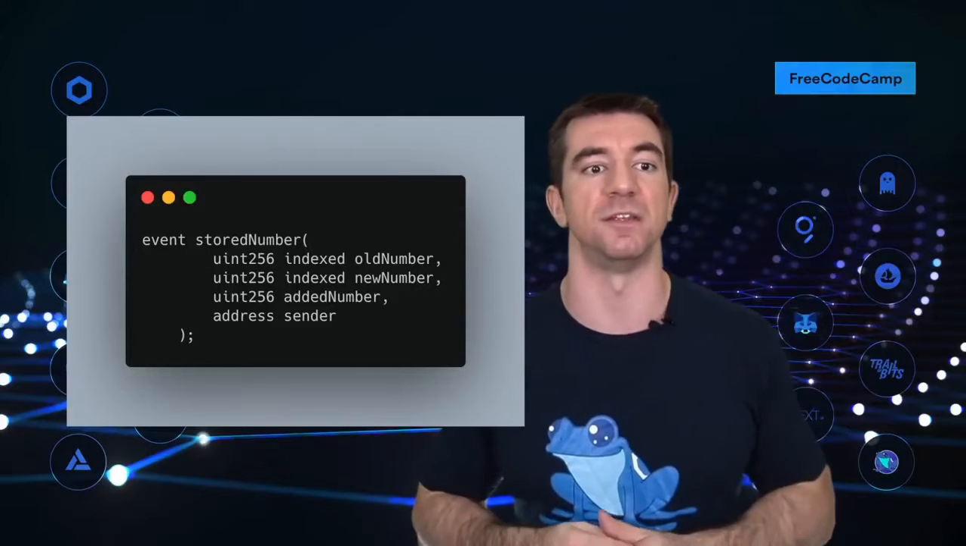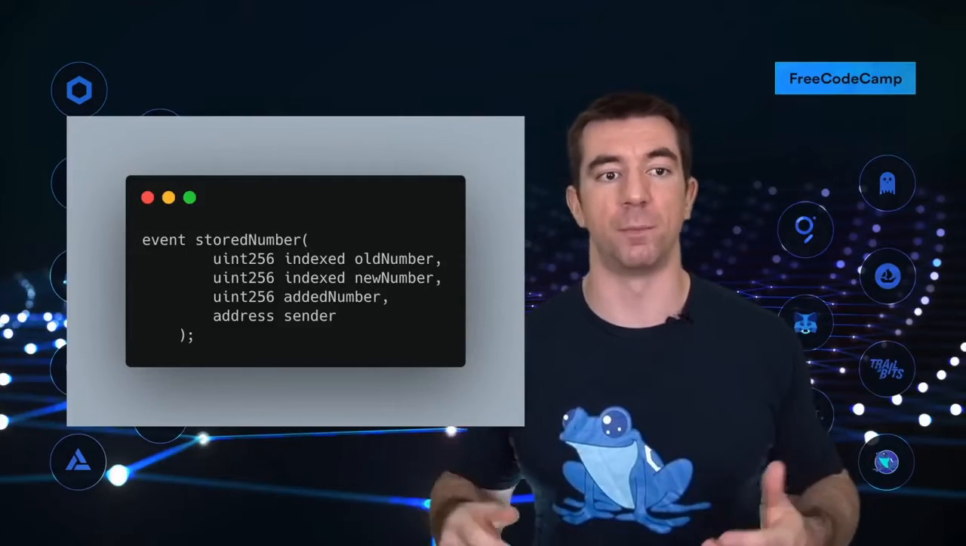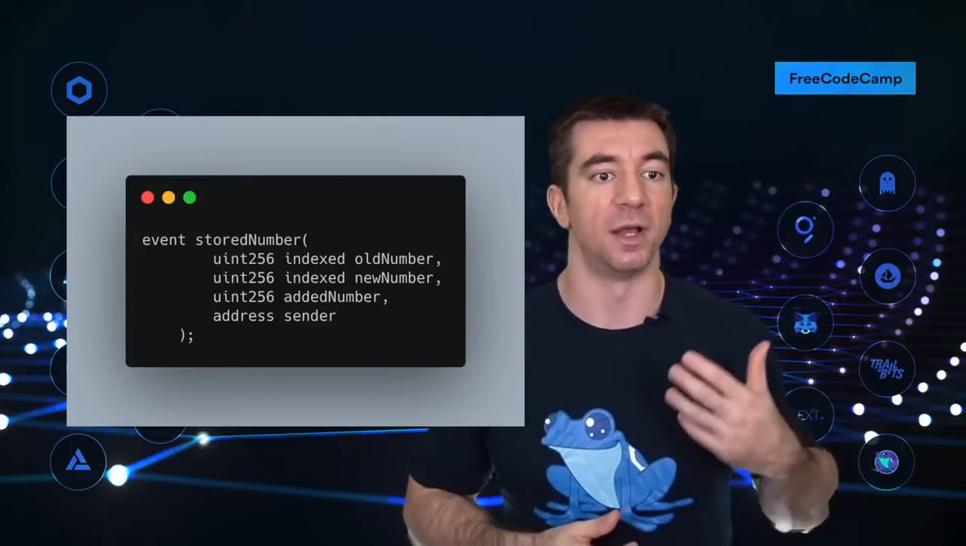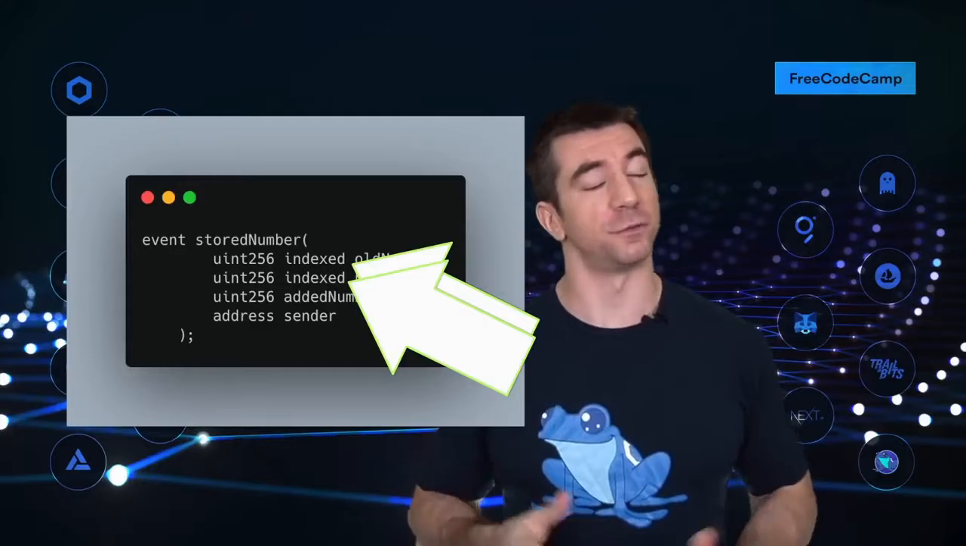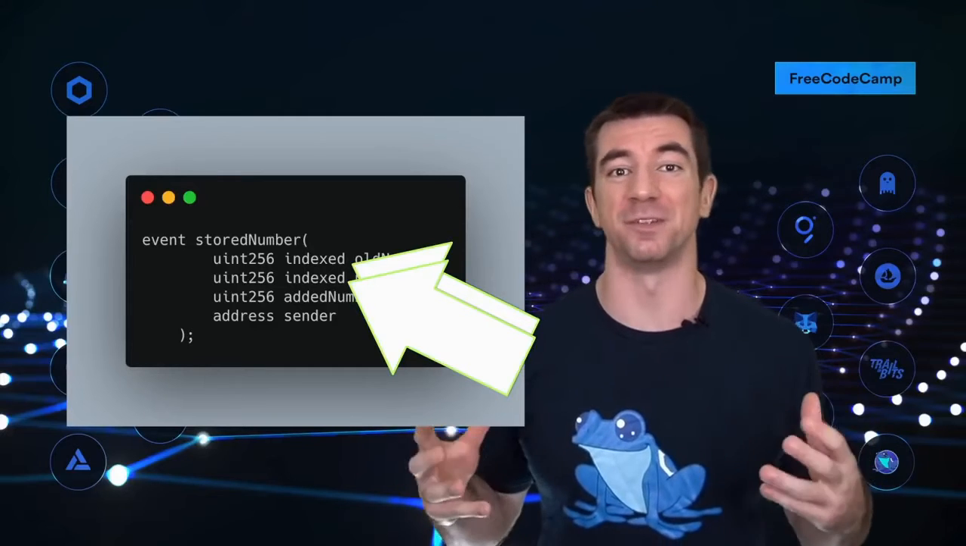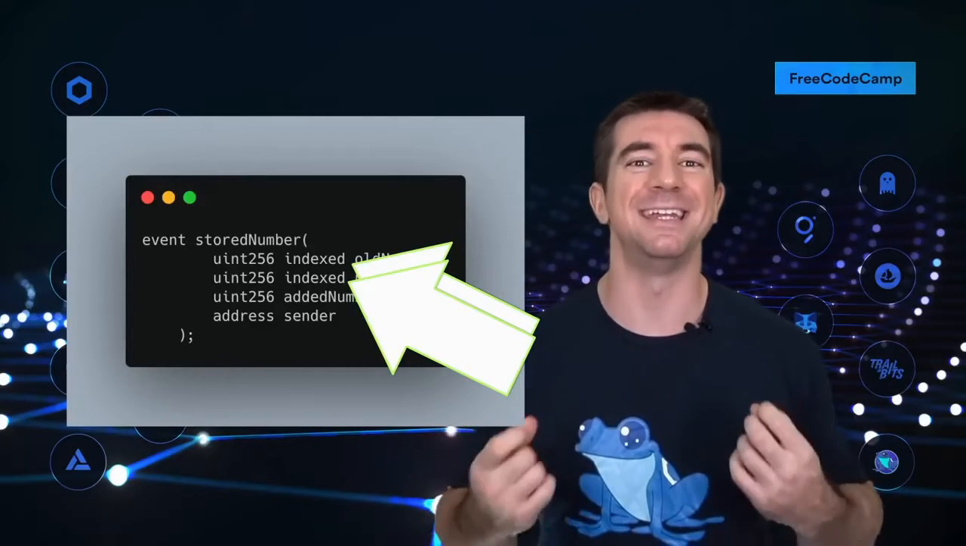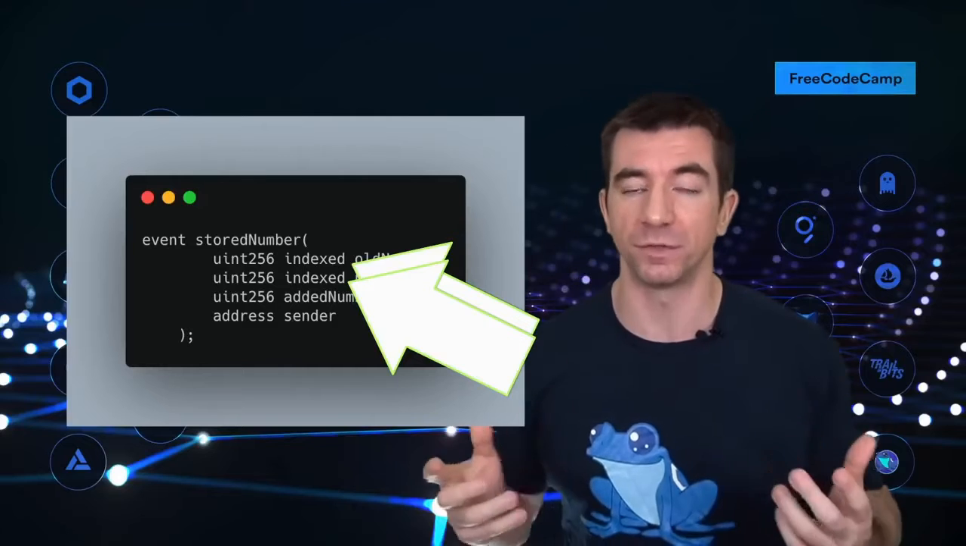It's going to have a uint256 called old number, a uint256 called new number, a uint256 called added number, and an address called sender. Now, for the astute people here, you might have noticed that there is another keyword in here, the indexed keyword, and this is a really important keyword.